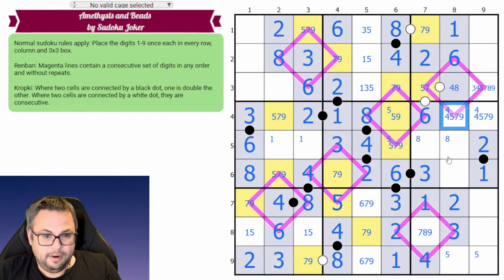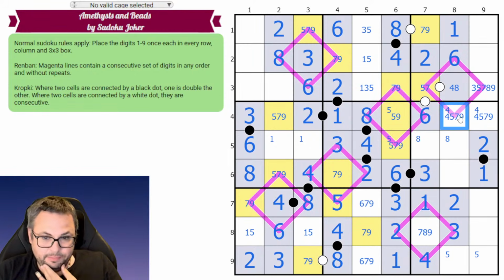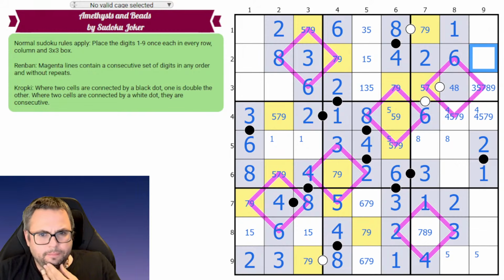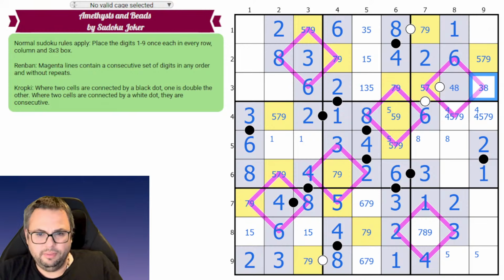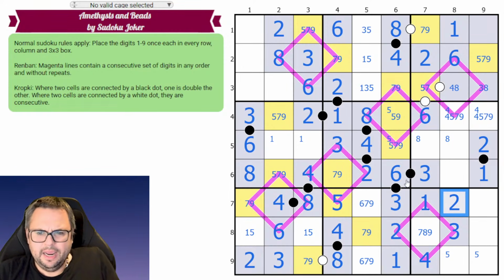Let's see, row 3, column 9. Sees both 4s. I agree with that. Sees both 4s. This is a naked 579. Yeah, this is a naked 579, which does 5, 7, and 9ify this. It makes this only 3 or 8. So both of these gray.